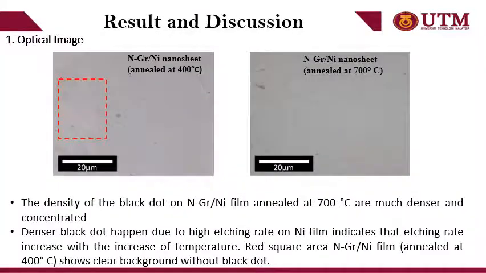This shows the optical image obtained after the growth process. As we can see, the density of the black dots on N-doped graphene on nickel film annealed at 700 degrees Celsius is much denser and more concentrated. Denser black dots happen due to the high etching rate on nickel film, indicating that the etching rate increases with the increase of temperature. The red square area, N-doped graphene on the nickel film annealed at 400 degrees Celsius, shows a clear background without any black dots.